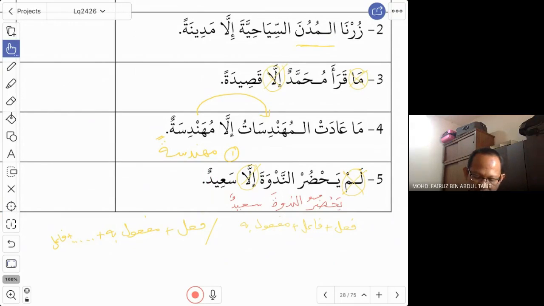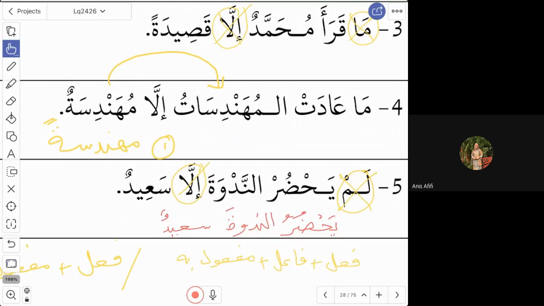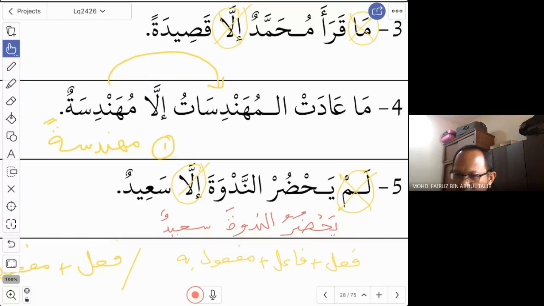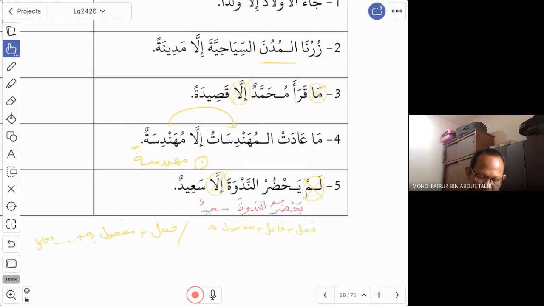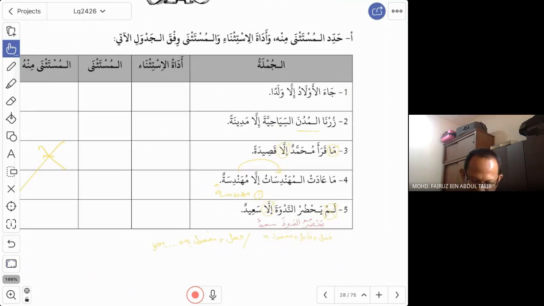Okay. So any questions so far, especially for this number 5? No, Ustaz. So far, clear. Hakim, any questions? No, it's clear. Alhamdulillah. Okay, so this is for the first tadrib, at-tadrib al-awwal.